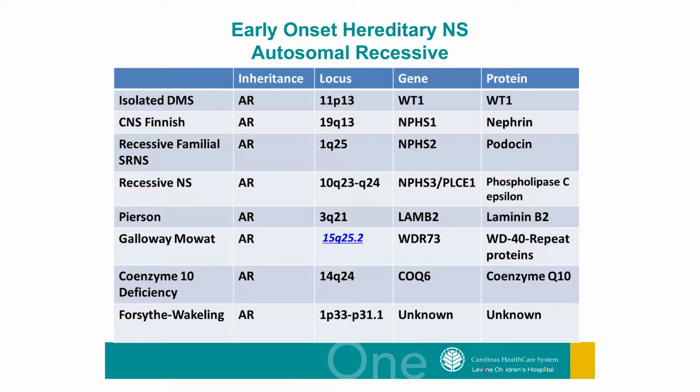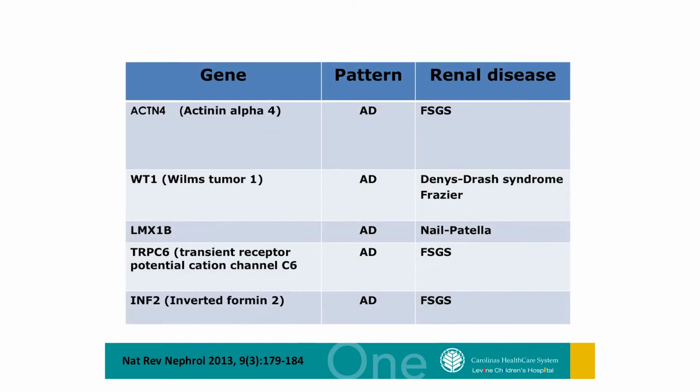So when we see an infant or a small child come in with nephrotic syndrome, we're always going to do a genetic workup on this population. We also have some autosomal dominant forms that are associated with nephrotic syndrome, and you'll hear more about the genetic mechanisms of nephrotic syndrome later from Rashid.